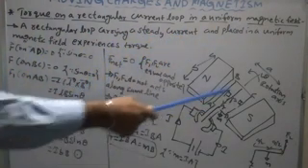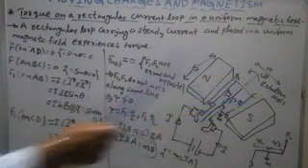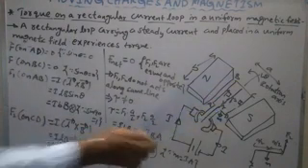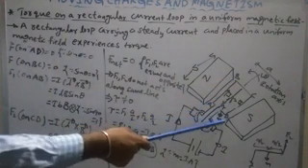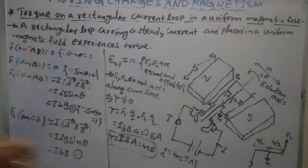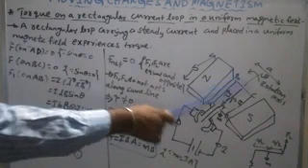In this loop A, B, C, D, the parts AB, BC, CD, DA are the current carrying elements placed in a magnetic field. Then the force on AD is how much? 0. Why? Because the length of the conductor and the magnetic field are parallel, theta is equal to 0. So the force on AD is 0. Similarly, the force on BC is also 0.